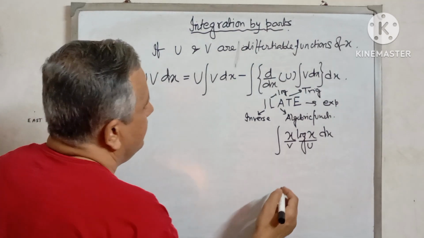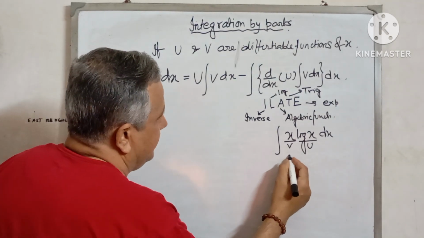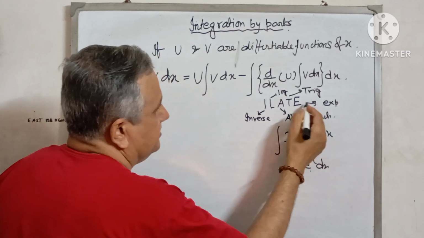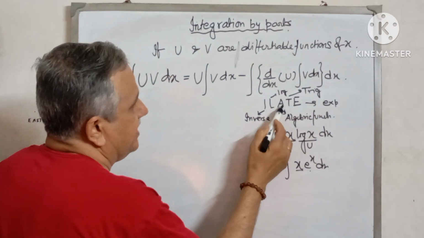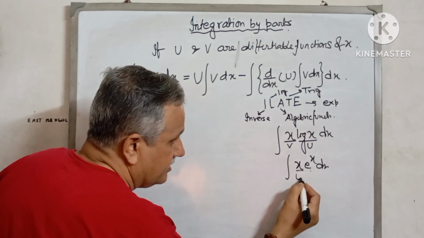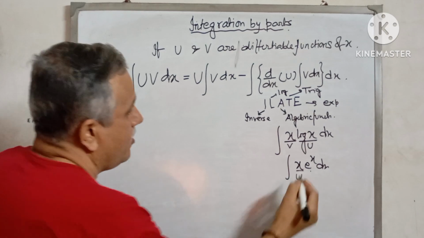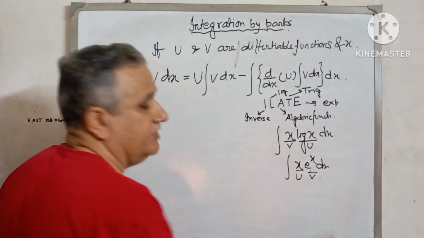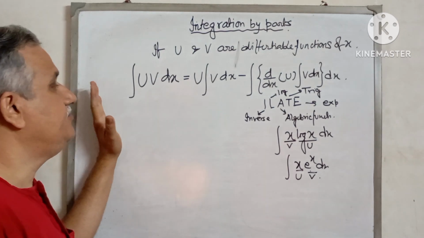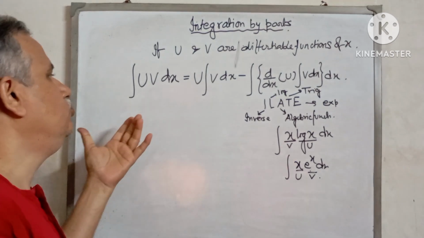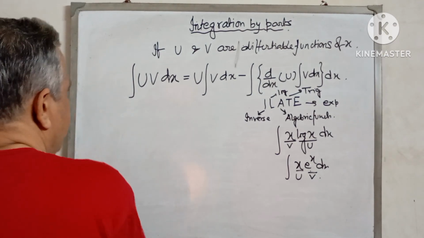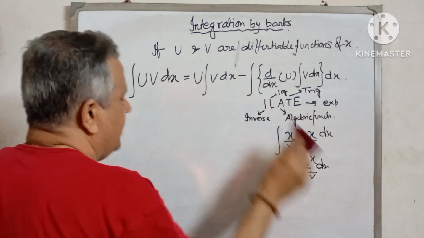If we take another, say x e to the power x, here x is an algebraic function and e to the power x is exponential. Algebra is before exponential. So in that case we take the algebraic function as u and e to the power x as the v function. Now this can also be proved. How to prove? This is the I-L-A-T-E rule.